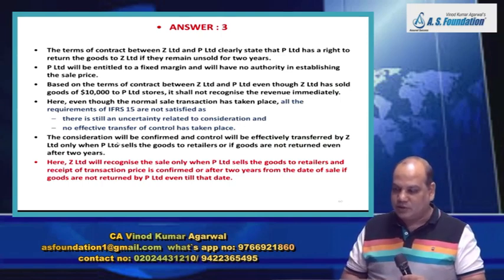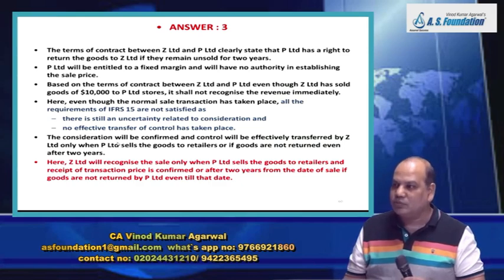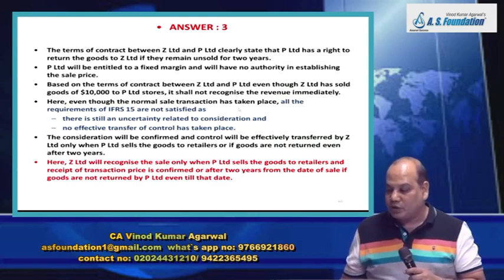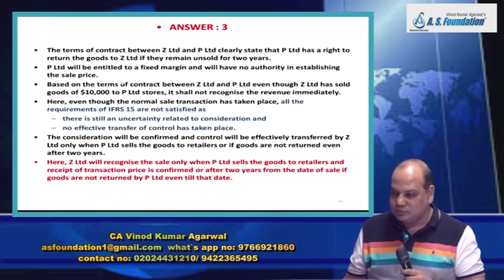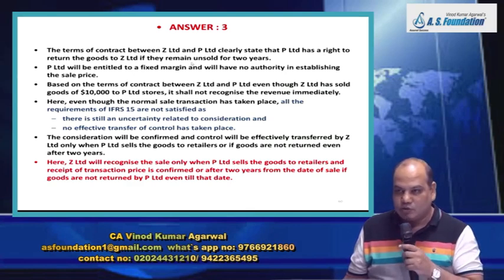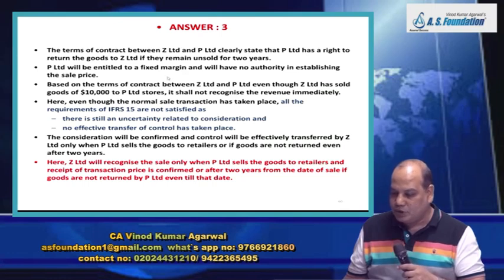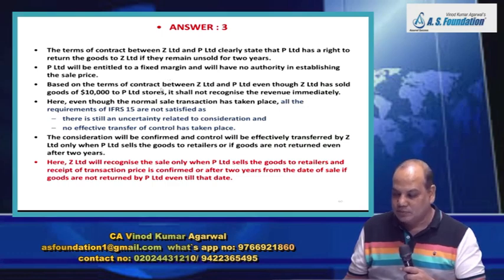So you write the answer like this: when P Limited sells the goods, or after the expiry of 2 years, if P Limited does not return the goods. So how do you present the answer? The terms of contract between Z and P clearly state that P has a right to return the goods to Z if they remain unsold for 2 years. P will be entitled to a fixed margin and have no authority in establishing the selling price. So based on the terms of the contract Z and P, even though Z has sold goods to P, it shall not recognize the revenue immediately.